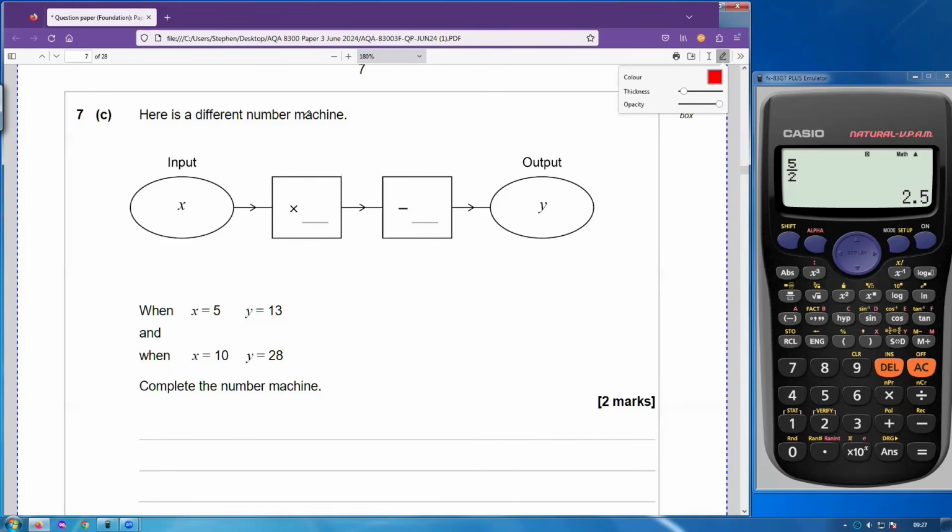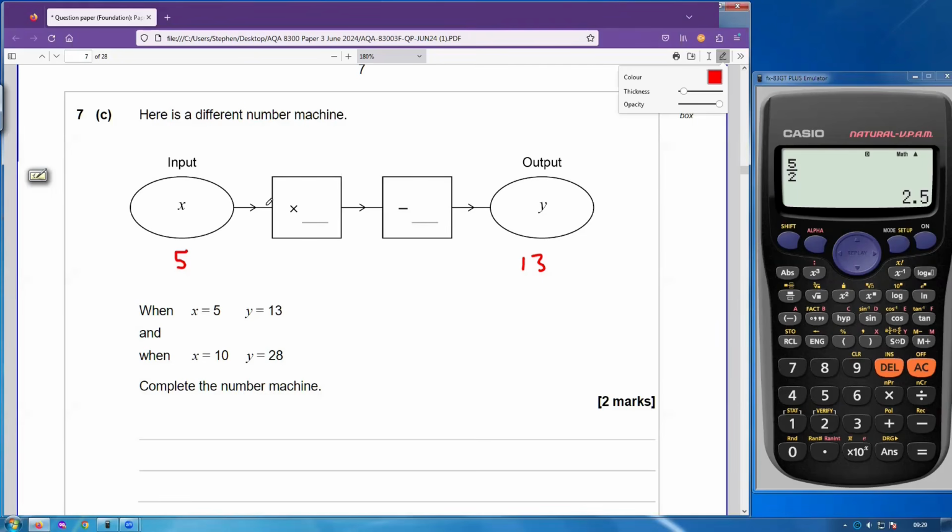Here is a different number machine. The input is x. And when I first looked at this, I thought this was the letter x, but it's not. It's times. It's multiplying by a number. Minus something gives us y. And they give us some examples. So let's put the first one under here. When x equals 5, y equals 13.